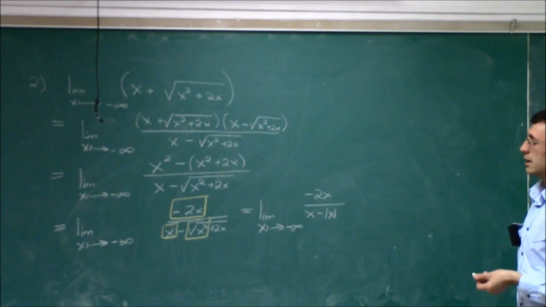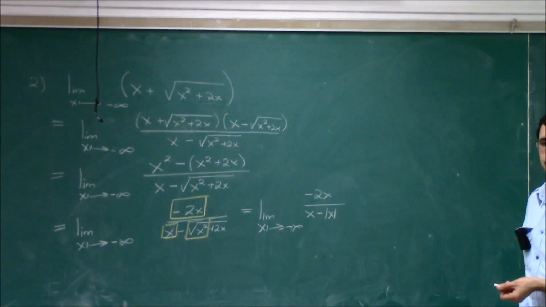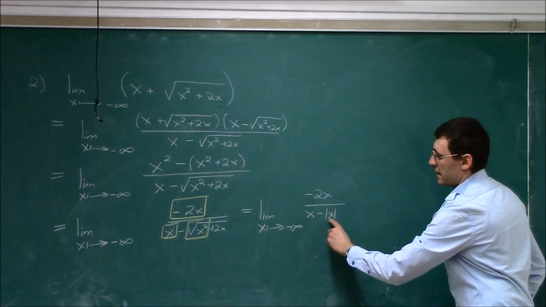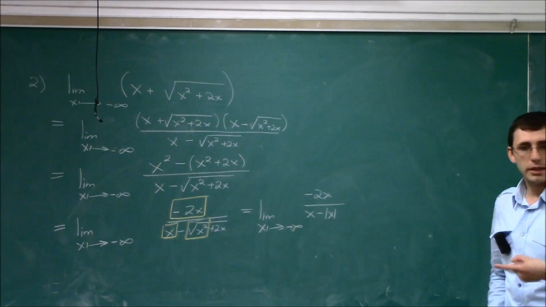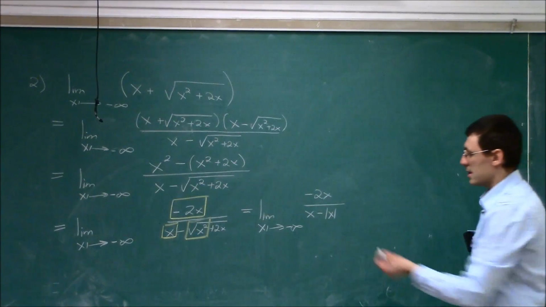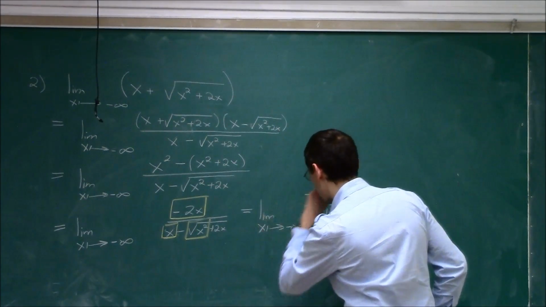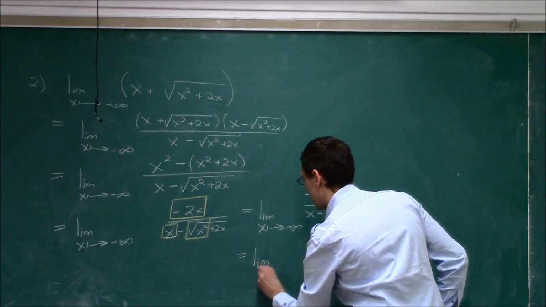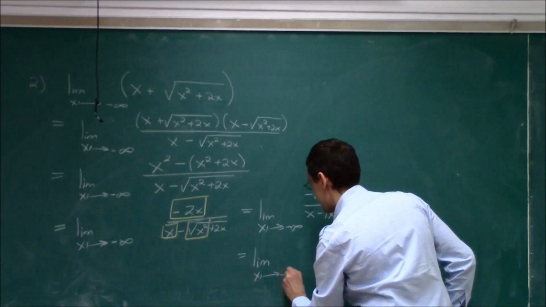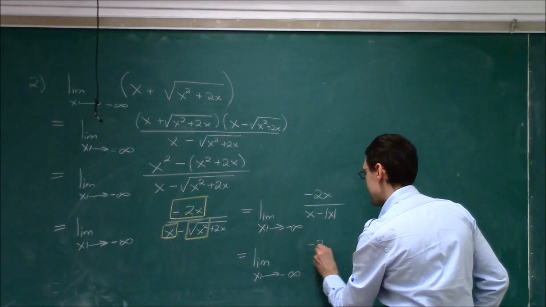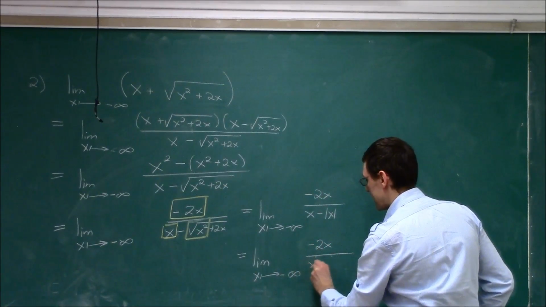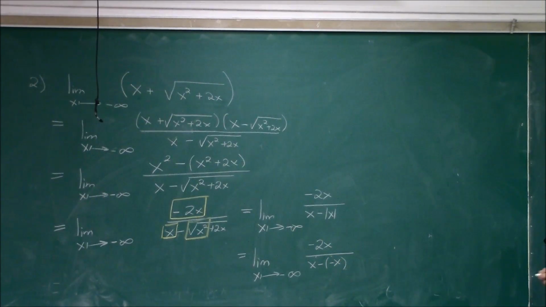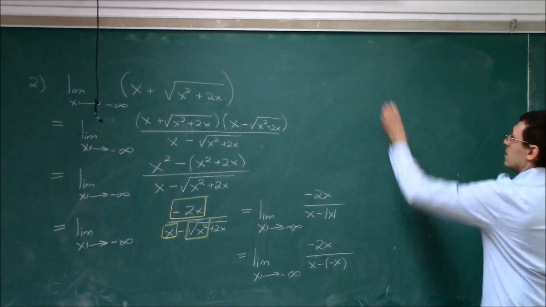So how do I get rid of the absolute value? Where does the x go? Yeah, so x goes to minus infinity. So this absolute value gives you an extra minus. You agree? Because it has to be making it a positive number. So what you end up having is that this is the limit as x goes to minus infinity of minus 2x divided by x minus minus x. You see what I did? Minus x here.